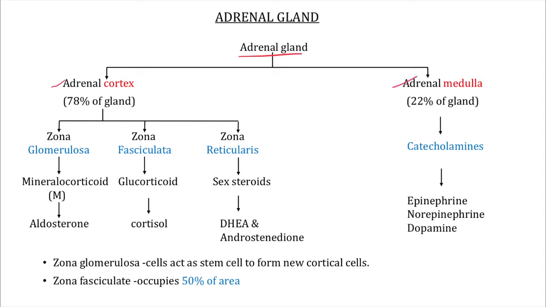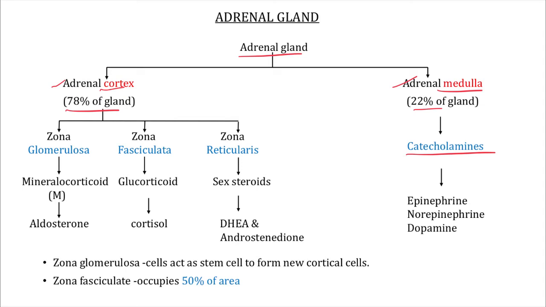This adrenal cortex comprises 78% of the gland. The 78% of adrenal gland is adrenal cortex and the remaining 22% of the gland is adrenal medulla. Now see here, very important. This adrenal medulla produces certain substances known as catecholamines. What are these catecholamines, sir?